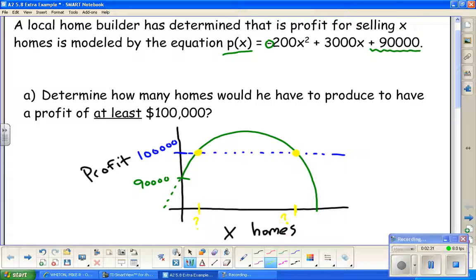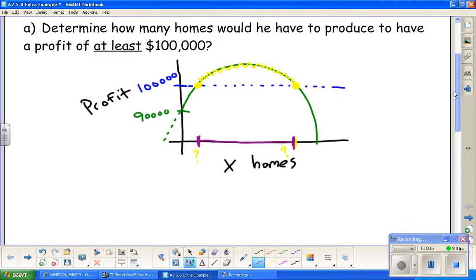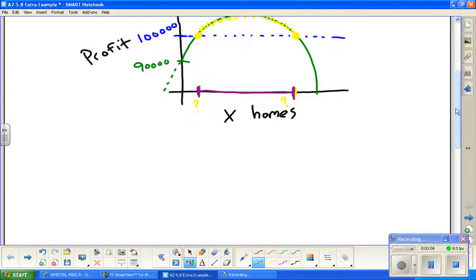So the whole point of this problem is we want to figure out what those two little question marks are, what number of homes would get us to equal 100,000. Basically the answer is going to be anything in between, because the profit up there is greater than, it's above the blue line. So our answer is going to be an interval from whatever this number is to that number. If he sells any number of homes in between those two, his profit will be above the blue line, above 100,000. So we're going to find out what values are those question marks, and I'm going to do that using algebra. I'm going to use the quadratic formula.